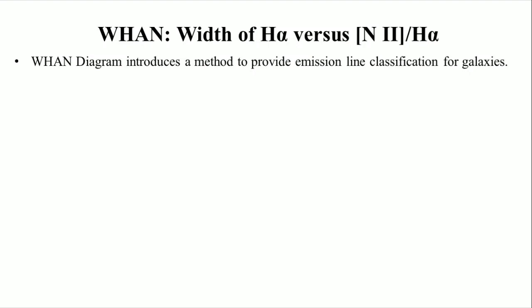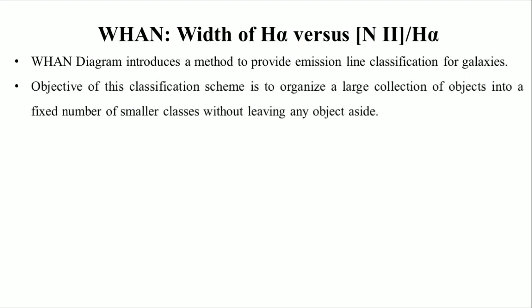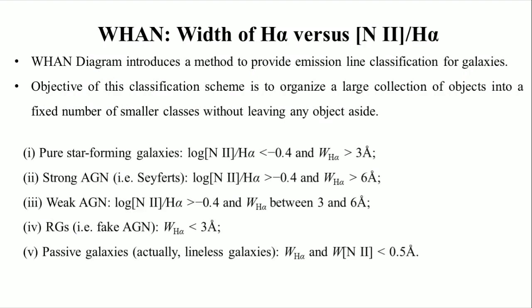Now let's try to understand what method the WHAN diagram employs to do this emission line classification. WHAN stands for the width of H alpha versus [N II]/H alpha, and [N II] is a forbidden line, that's why it's in square brackets. You'd be familiar with this ratio because you would have used it in the N2 gas phase metallicity. As with any good classification scheme, the objective of the WHAN diagram is to classify emission line galaxies into smaller fixed classes without leaving any objects aside.